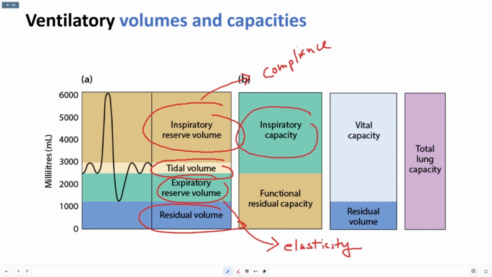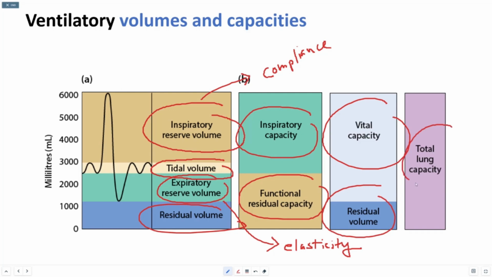We can take these volumes and combine them together to create capacities. IC, inspiratory capacity, is the sum of the tidal volume plus the inspiratory reserve volume. FRC, functional residual capacity, is the sum of the expiratory reserve volume plus the residual volume. And then the vital capacity, VC, is the sum of the tidal volume plus the IRV and the ERV. And then when we sum all of them together, the vital capacity plus the residual volume, we get the total lung capacity, or TLC.